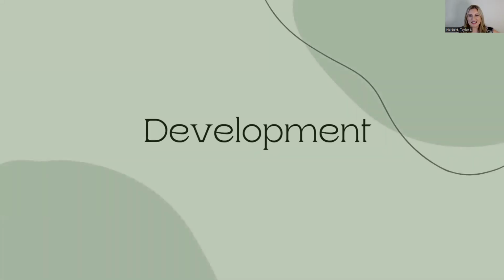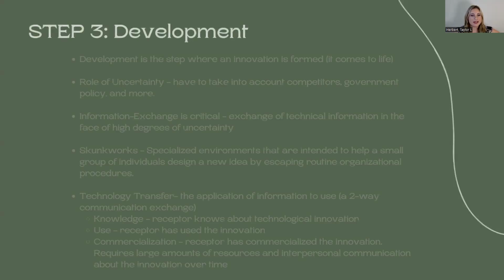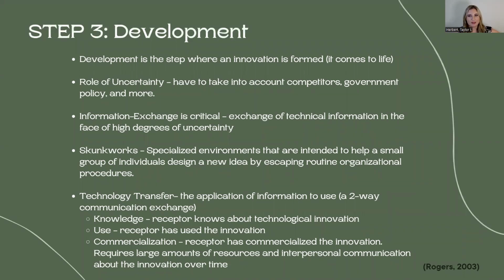Step 3, as I said, is development. So this is the phase where the innovation actually finally becomes something in a form that is usable. So you could say it comes to life in this phase. So before it was research, it was ideas. Now it is a physical or actual concept and thing. So in the development phase of this process, the role of uncertainty plays a big part.